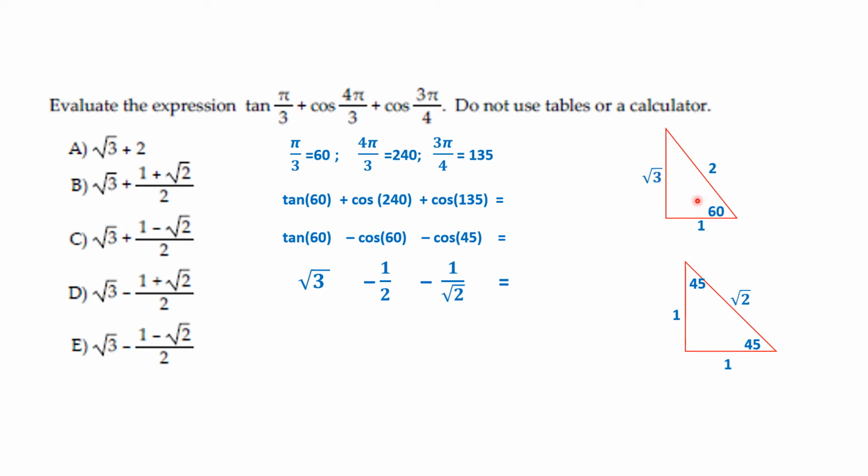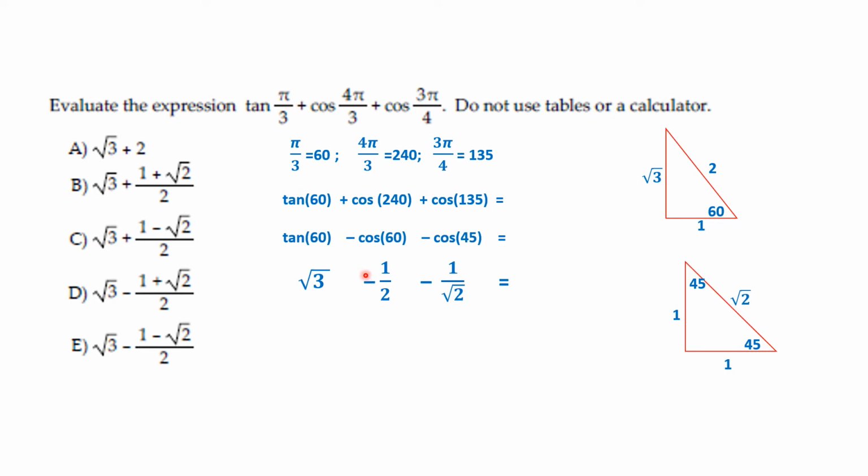So square root of 3 divided by 1 is square root of 3. Minus cosine 60. Cosine 60 is nothing but the adjacent divided by the hypotenuse, so it's going to be 1 over 2. So negative of cosine 60 is negative 1 over 2. And then we have negative of cosine 45. Cosine 45 is adjacent divided by the hypotenuse, which is 1 over square root of 2. But we want negative cosine 45, so that's negative 1 over square root of 2.